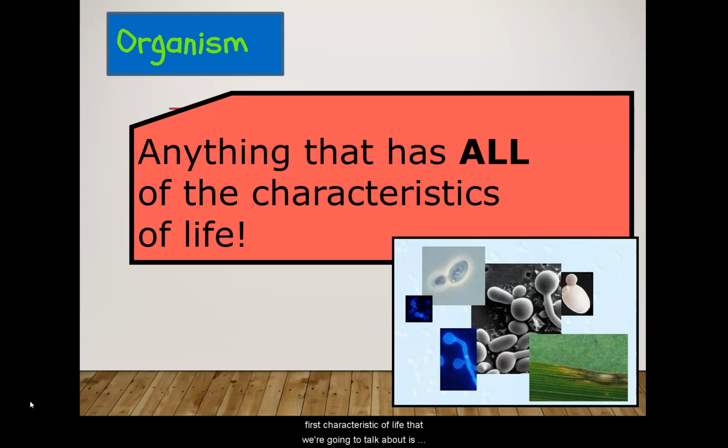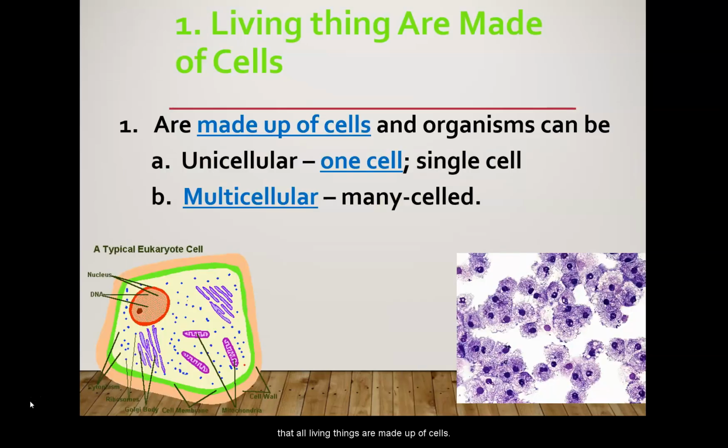So the first characteristic of life that we're going to talk about is that all living things are made up of cells. They're made up of cells, and organisms can either be one of 2 things. They can be unicellular, meaning one cell or a single-celled organism, or they can be multicellular, meaning they have many cells. Unicellular would be an example of like an amoeba. Multicellular is us.